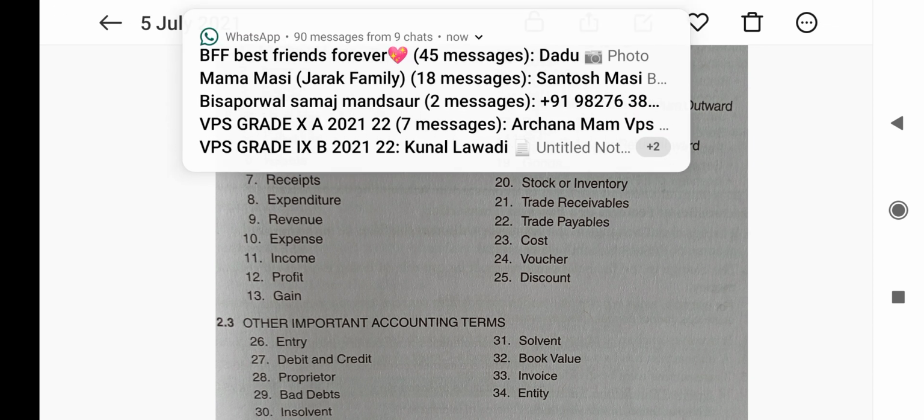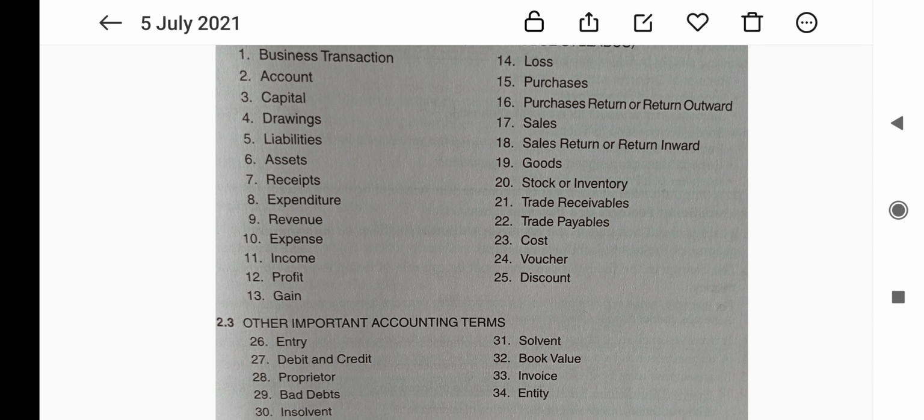The amount payable to the owner is called the internal liability. The amount payable to the outsider is called the external liability. A good example of external liability is creditor.